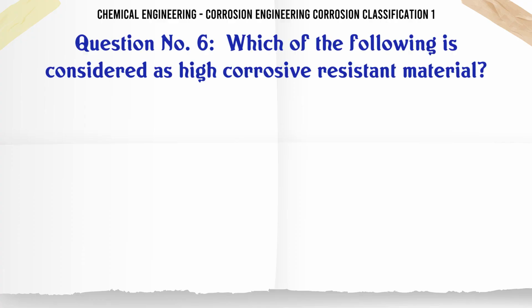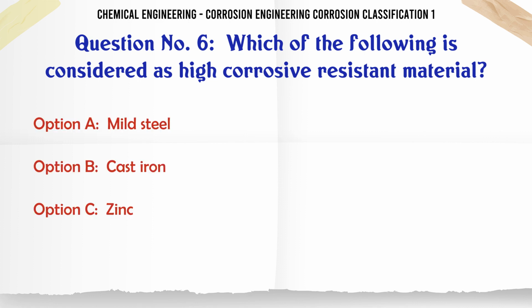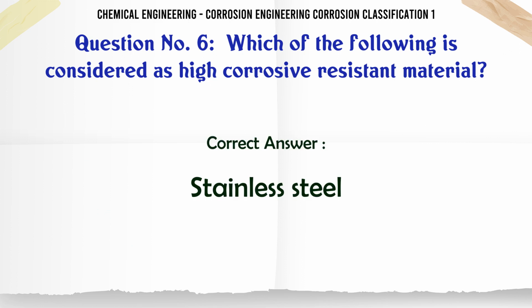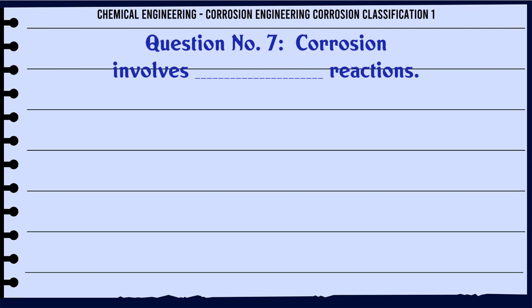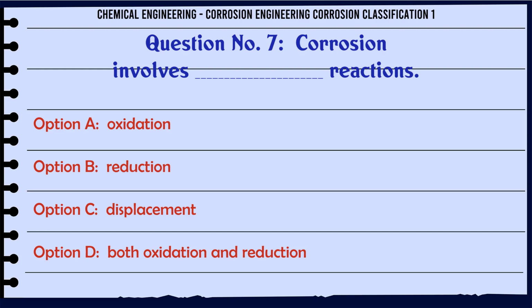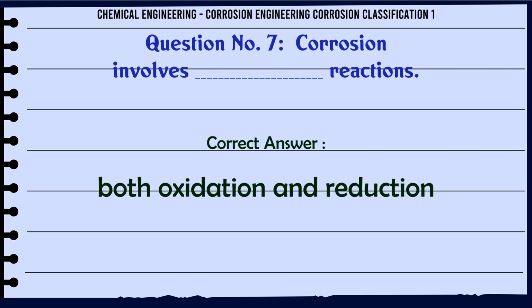Which of the following is considered as high corrosion resistant material? A. Mild steel. B. Cast iron. C. Zinc. D. Stainless steel. The correct answer is stainless steel. Corrosion involves which reactions? A. Oxidation. B. Reduction. C. Displacement. D. Both oxidation and reduction. The correct answer is both oxidation and reduction.